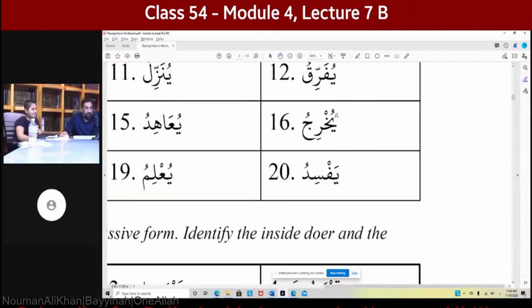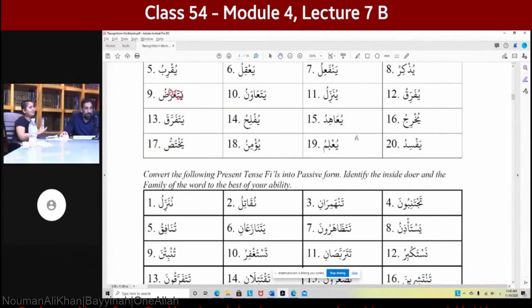How many more do we have left? Forever? Only four left? Oh my god. I feel like we should just finish these four. No homework. Okay, so then we finish these four and the rest is for homework. That's great.